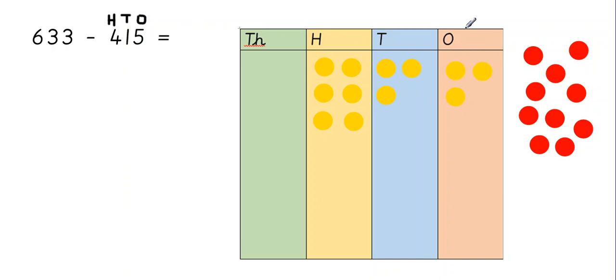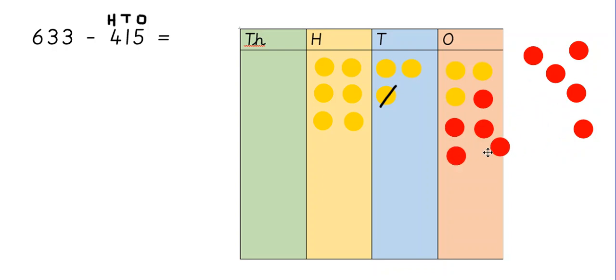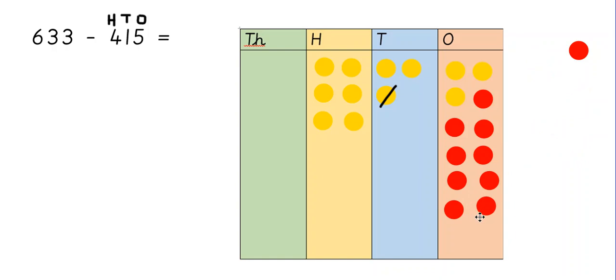So I'm going to move to the column directly to my left, and I'm going to exchange 1. Okay, so how many 1s am I going to give to my 1s column? Remind me. That's right, I'm going to give 10 1s to my 1s column because there are 10 lots of 1 in 10. So we've got 3, 4, 5, 6, 7, 8, 9, and 10.